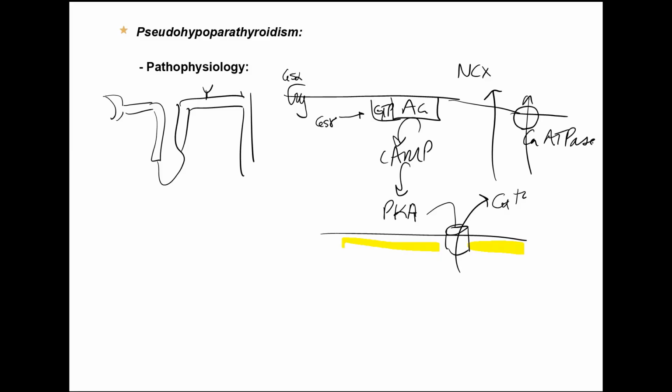Patients with pseudohypoparathyroidism do not get the signal between the GS-alpha and the adenyl cyclase. A test is to give the patient PTH and show that there is no cyclic AMP production in the urine.